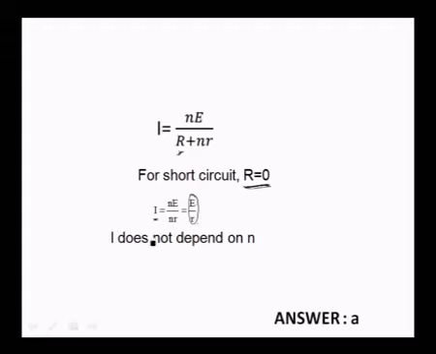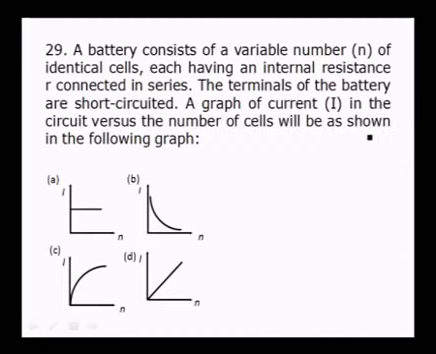So, therefore, we get a curve like this. If you plot current and the number of batteries, we get a straight line. Therefore, the correct option for this is B. Correct option is B.